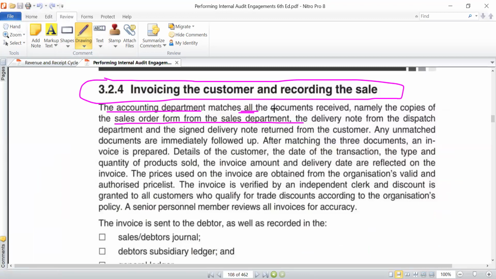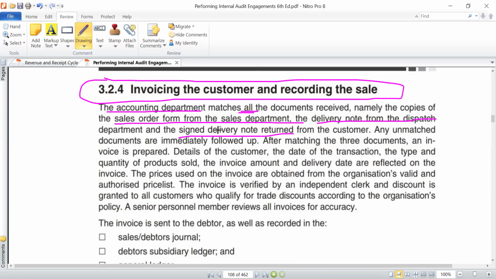So you would see all the documents will be matched, which is the copy of the sales order form from the sales department. You also see the delivery note will be matched, which came from the dispatch department, and the signed delivery note, which was returned from the customer. Notice these are the documents that are being matched.